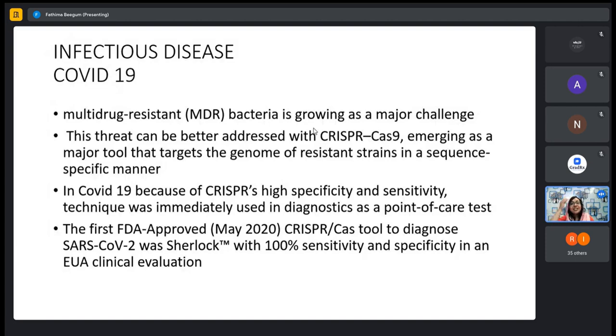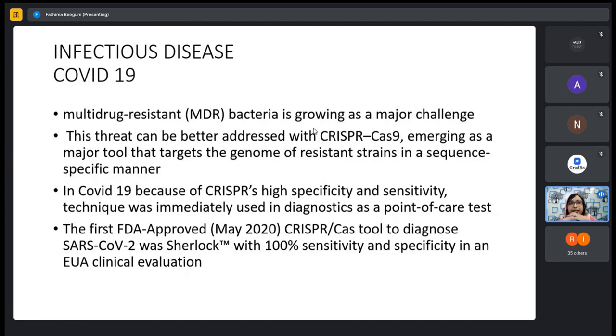We know the pandemic, and in COVID-19, for diagnosis and also for destruction of the virus, CRISPR has been used because of its specificity as well as sensitivity. One more point I have to say: you may be thinking, what is the advantage of this gene editing technology when compared to the first generation and second generation, like zinc finger nucleases? What is the advantage over that?